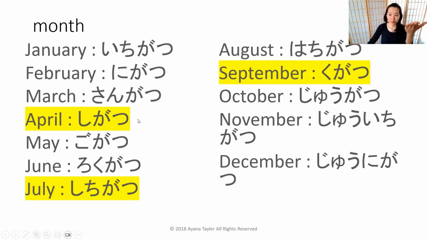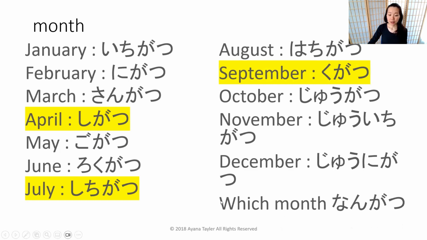4月. 5月. 6月、7月、8月、9月、10月、11月、12月。で、例えば、for example, 今は10月ですね。Now is 10月。So we will use 10月。Okay? And if you want to make a question, which month is it, you will take 何月. What month? 何月.